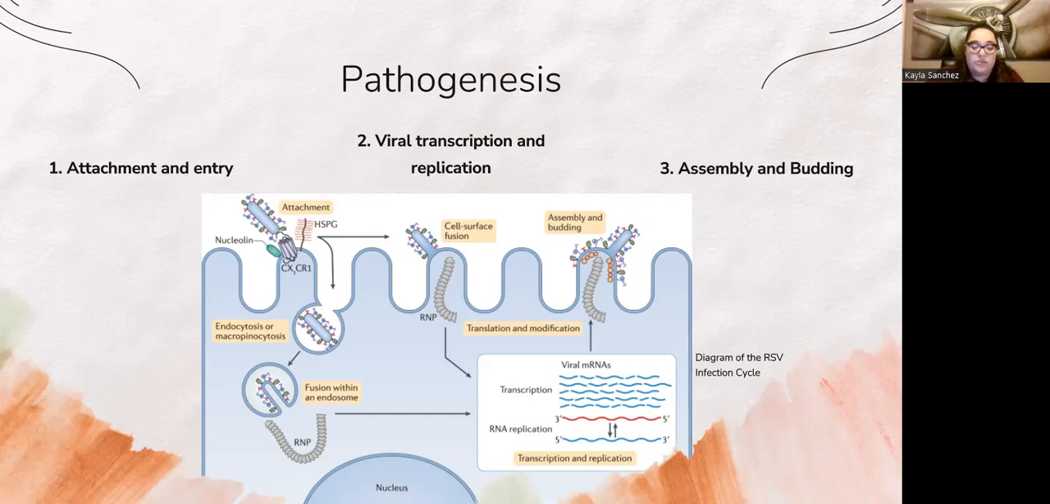The second step is viral transcription and fusion. The RSV genome is transcribed from the 3' to the 5' end. So it's just transcribed and then it replicates that one template. And then the last step is viral assembly and budding. Newly synthesized viral proteins, the genomic RNAs and glycoproteins are incorporated into viral filaments. So they're all assembled and put together. And then after assembly, the mature virion separates itself and buds out of the cell. And that's how it spreads.